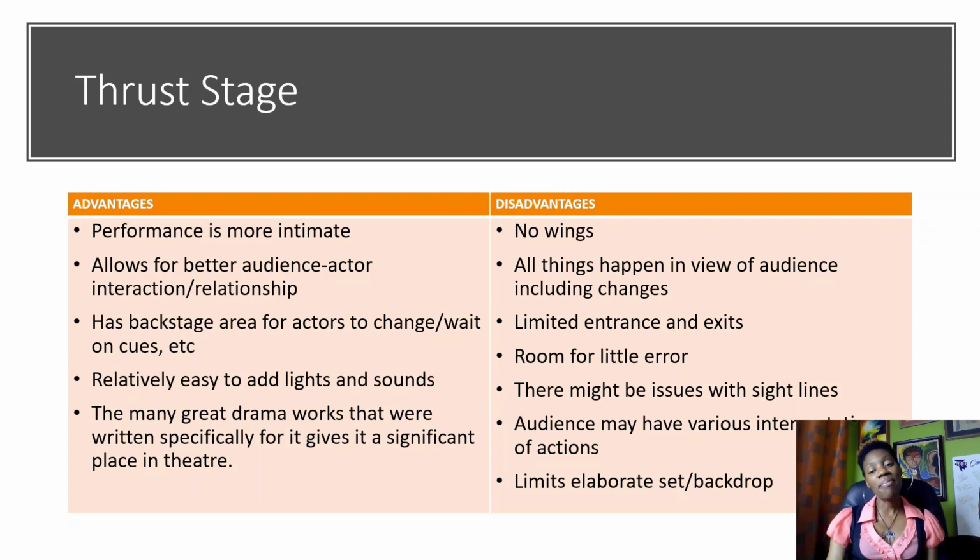With the thrust stage, there might be issues with sight lines. Reason being, remember, the audience sits around the stage. Because the audience sits around the stage, they're always going to be seeing different things, and the actor can only turn his or her body this way at any given time. And so at any point, the performer's back will be to some members of the audience. If they stand facing the right of the stage, it means their backs will be turned to the audience on the left. So wherever you take it, their backs will be turned at some point, and this affects how the audience will interpret the action on stage. And so another disadvantage is that the audience will have various interpretations of the actions on stage.